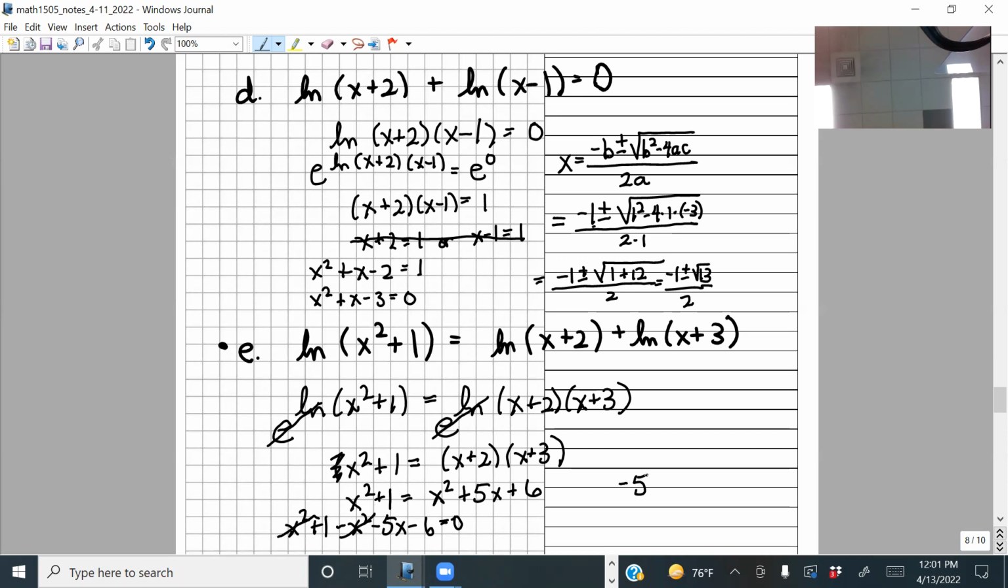I have minus 5x minus 6 plus 1 is minus 5 equals 0. And now see, this is a really easy equation to solve, right? You can shift the minus 5 to the right-hand side, so you get a minus 5x is equal to positive 5, and then just divide both sides by minus 5. So you end up with x equal minus 1. Is that what y'all got? X equal minus 1? Okay.